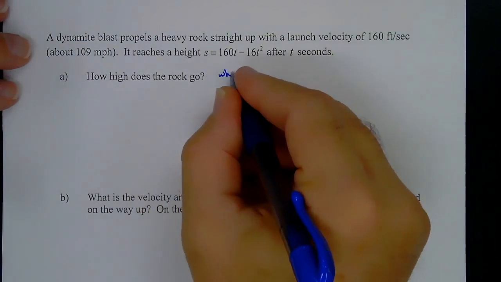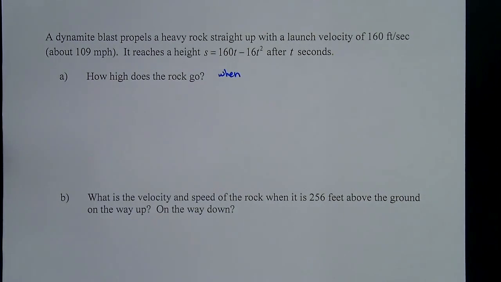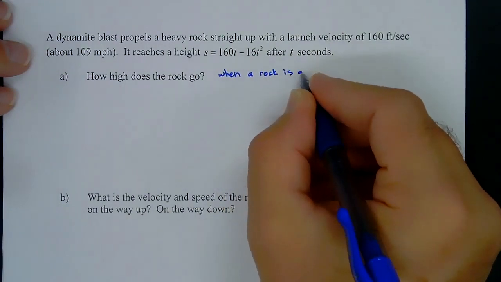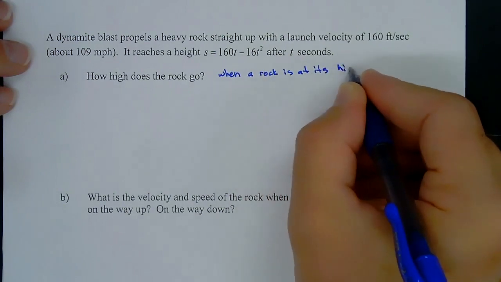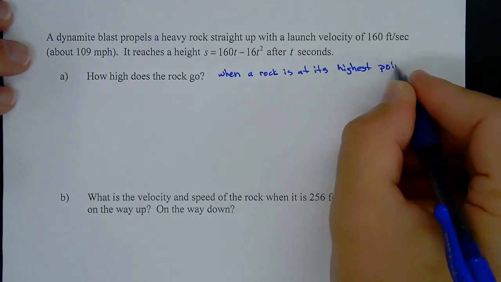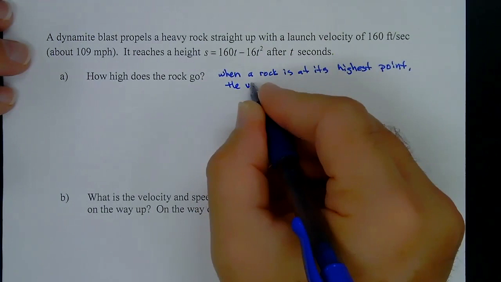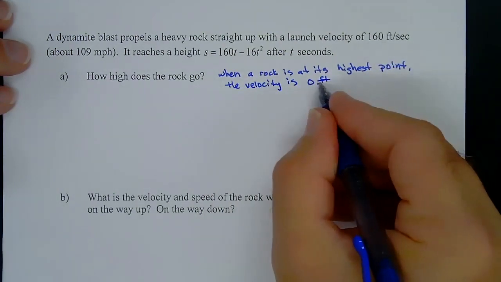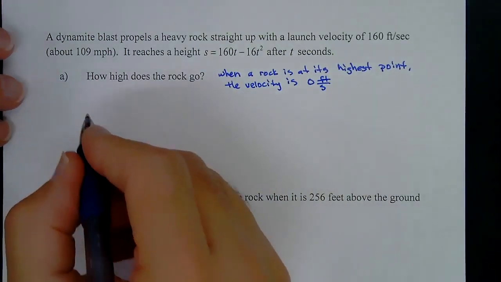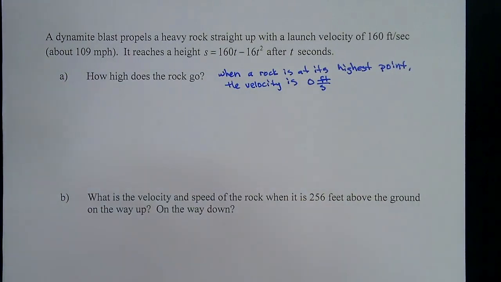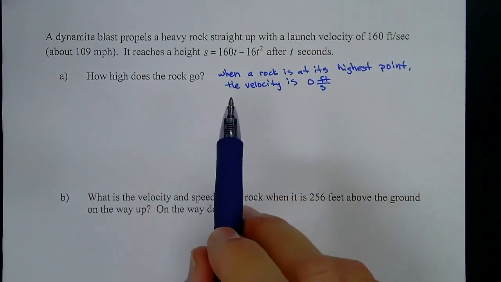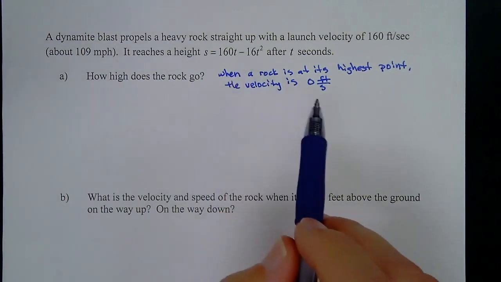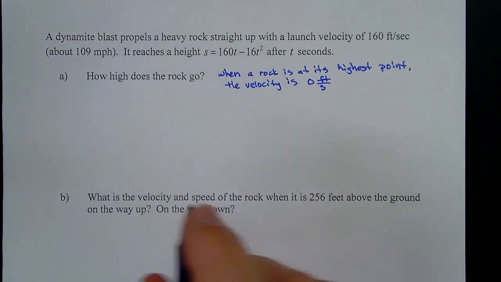So when a rock or anything that gets thrown up, like a baseball or anything else, is at its highest point, the velocity is 0, in this case 0 feet per second. Okay, so how can we figure this out? Well, if we can figure out the velocity and set it equal to 0, and then solve for it, we'll have the time it reached its highest point, and then all we'd have to do is take that time and put it into this function and get the height out. Okay, so that's the idea behind it.